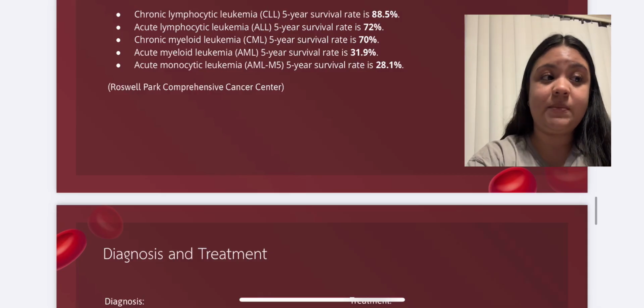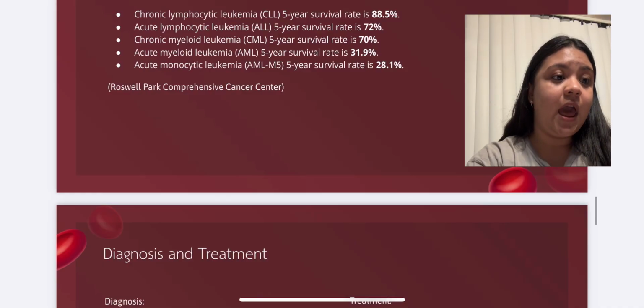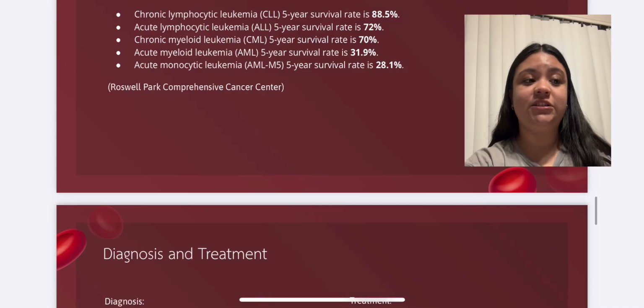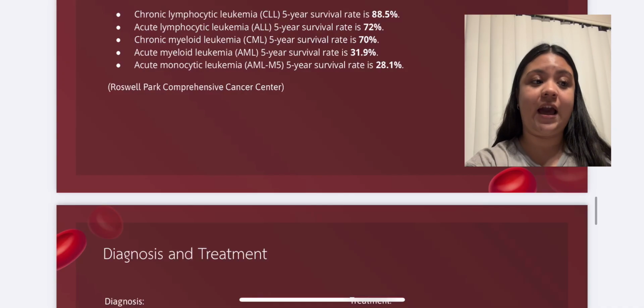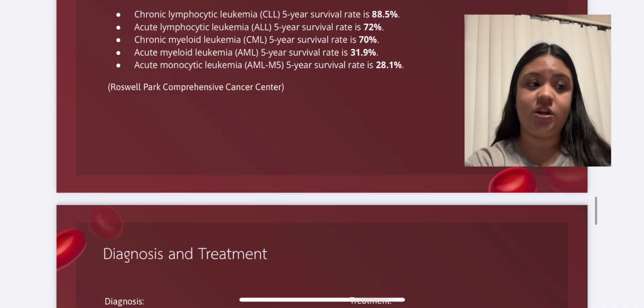So, diagnosis and treatment. Diagnosis is bone marrow aspiration and biopsy, lumbar puncture, flow cytometry, CBC blood tests, and blood smears, immunohistochemistry, cytogenetics, FISH, and PCR. So everything to test the white blood cell count, the red blood cell count, and then the bone marrow production.